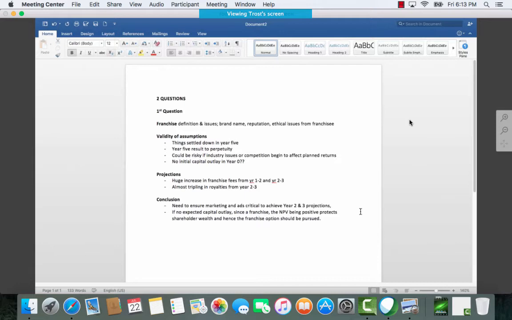I thought that was also kind of ambitious, and it may be nice to see what plans are in place to ensure that's achieved. Overall, to achieve the expected cash flow projections from year 1 to 2 and year 2 to 3, we need to look at what marketing strategy we have and what ads we intend to carry out. Also recheck the reason why there's no capital outlay in year 0, and if that's so, the project basically looks positive with a positive NPV, seems to protect shareholders' wealth, and maybe we should then pursue the franchise option. Like I said, very high level. I'm not sure how good this is, but I just thought to give it a try.